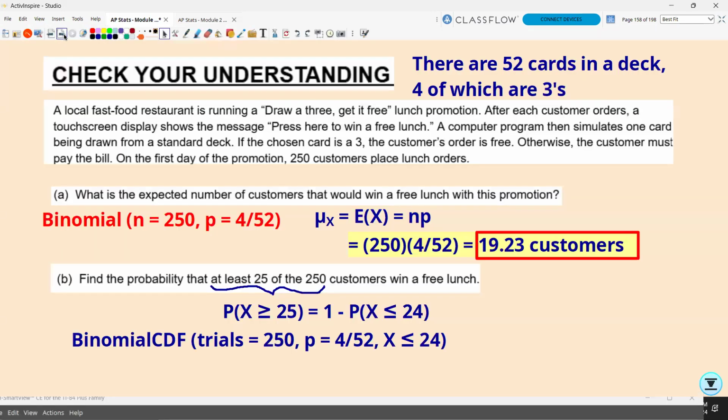Here's the calculator screen grabs. Actually, no screen grabs. That's why I did it for you. So subtract that from 1, you get 10.83%.